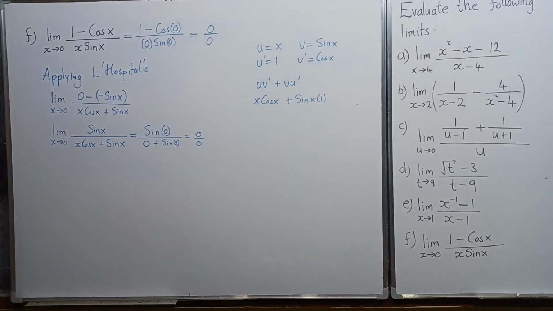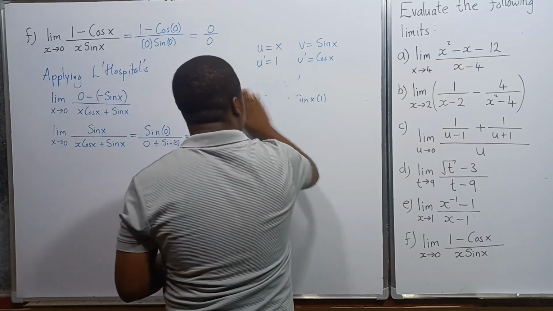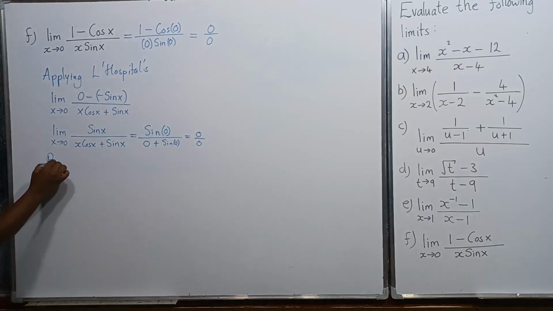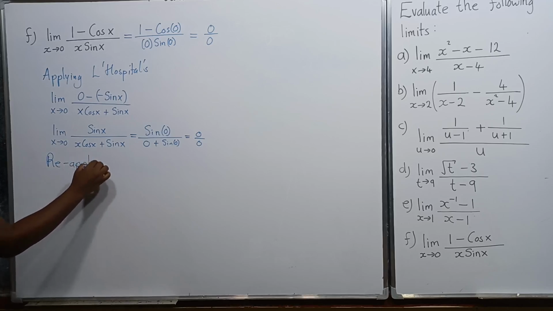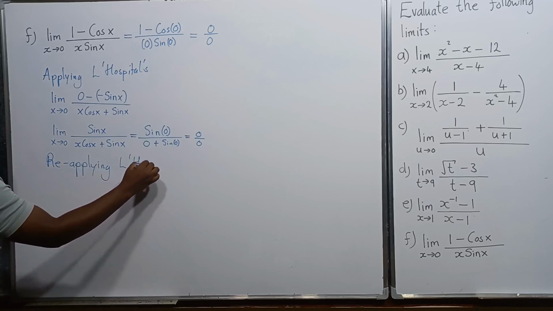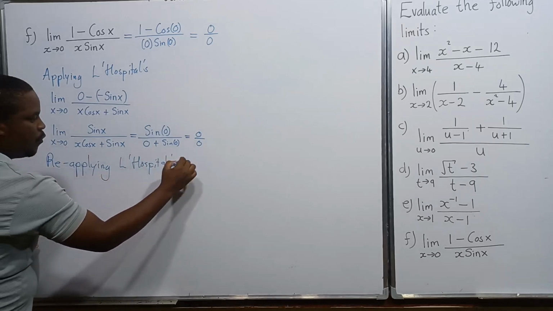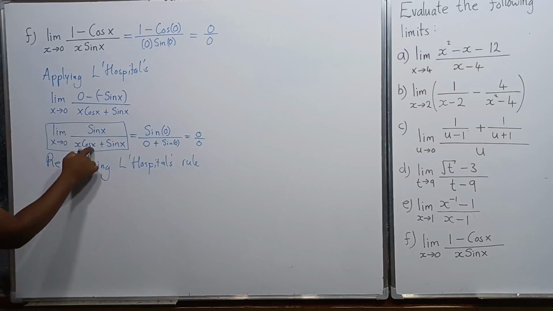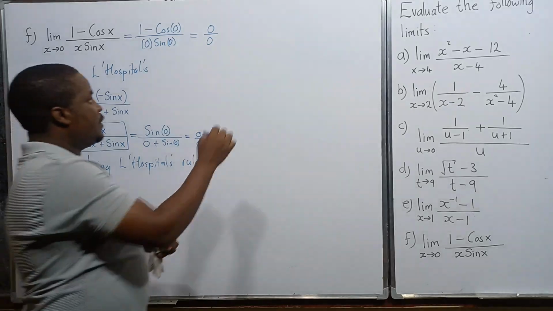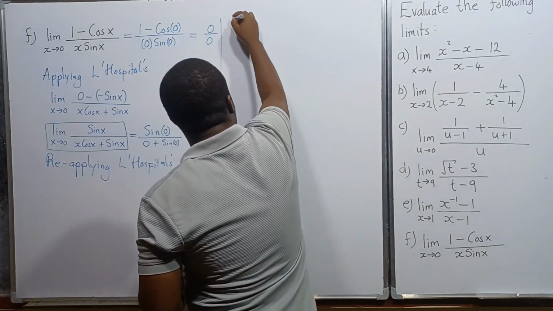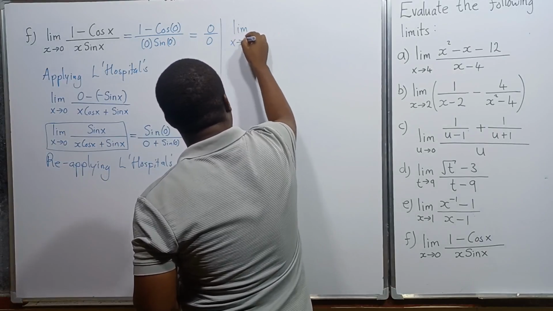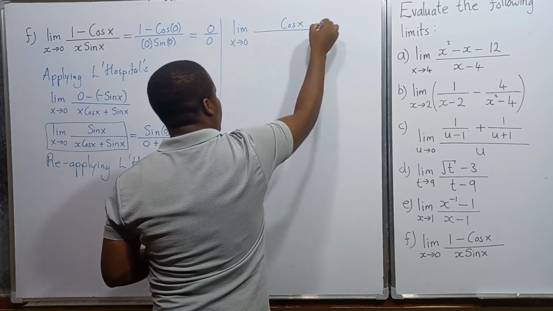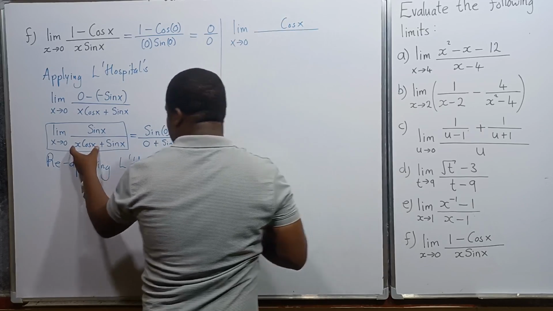Since we still have 0 over 0, this is still indeterminate, meaning that we have to apply L'Hopital's rule again. So, reapplying L'Hopital's rule means that for this function here, we need to take the derivative of both the numerator and the denominator. Hence, let's see how it goes. We have the limit as x approaches 0. The derivative of sine is cos, divided by the derivative of this part here.